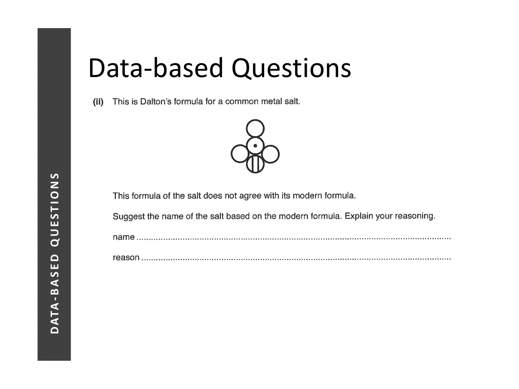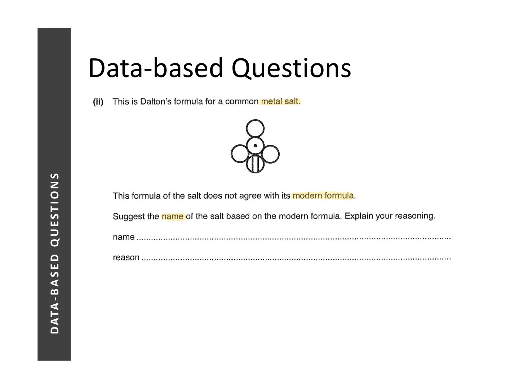Now in the last part, you are given Dalton's formula for a common metal salt. This is a key word over here. You need to remember that we are looking at the salt. The formula of the salt doesn't agree with its modern formula. You are required to suggest the name of the salt, and you need to explain how you identify the salt.